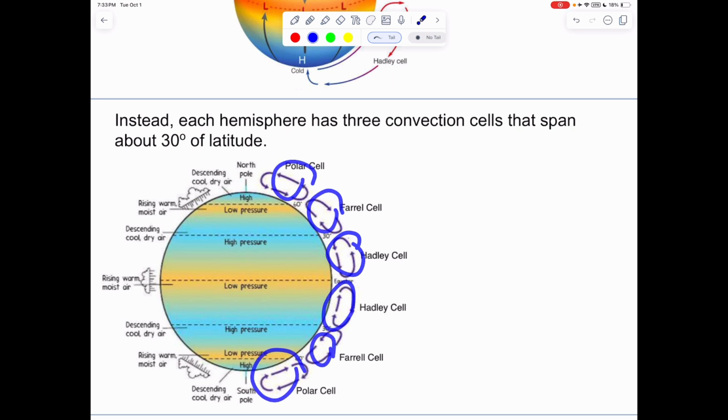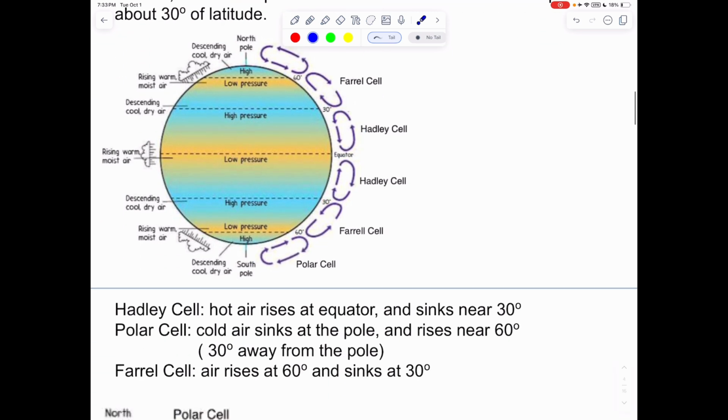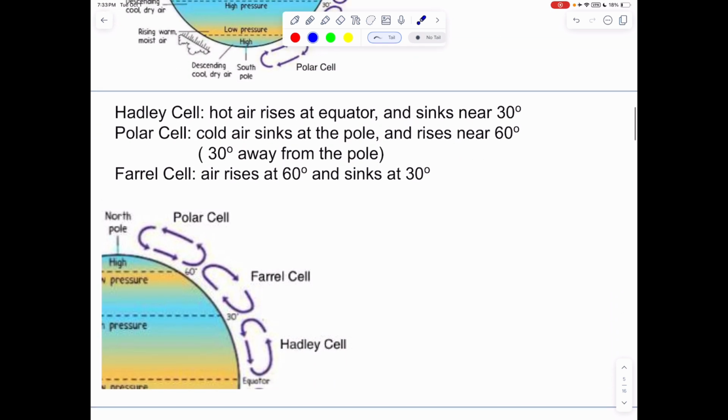So let's get a little bit more detail on these. In the Hadley cell, as I've mentioned before, the air is going to rise at the equator. Then it's going to move upwards to about 30 degrees where it's going to sink. Boom. And then from there, come back down. Ferrel cells, we're going to skip for now. We'll come back to those a little bit later.